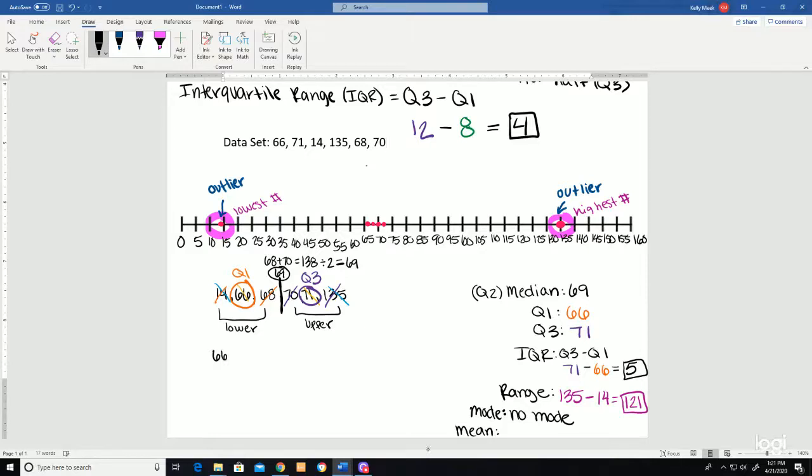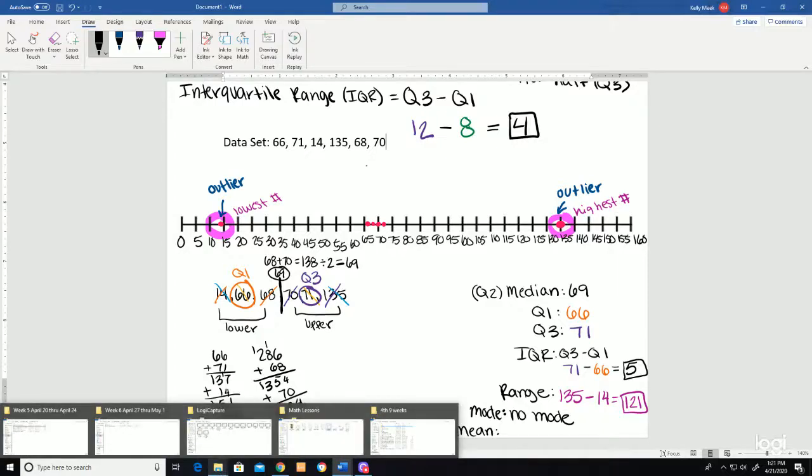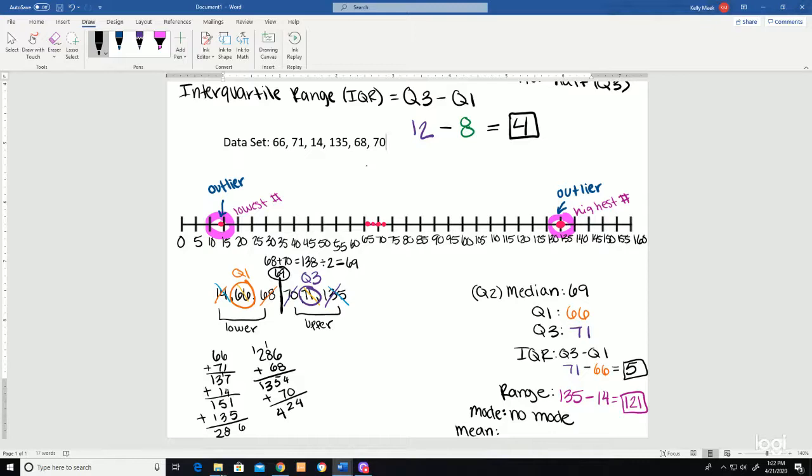We have 66 and 71, plus 14, plus 135. So 135 plus 68, plus 70. 5 plus 7 is 12. And then I divide that number by how many total numbers there are, and there's a total of 6 numbers. So I am going to divide this by 6.